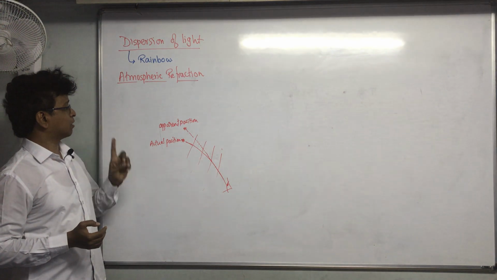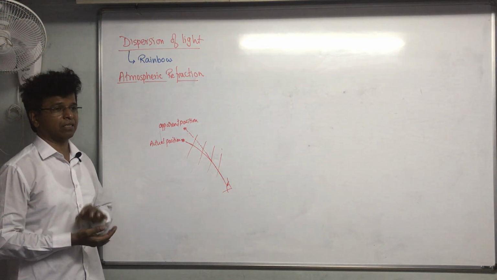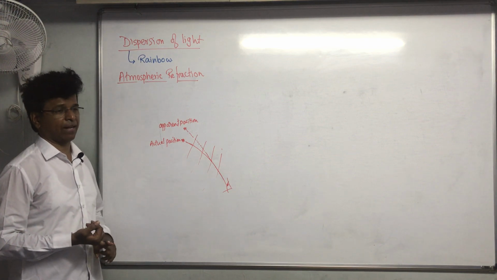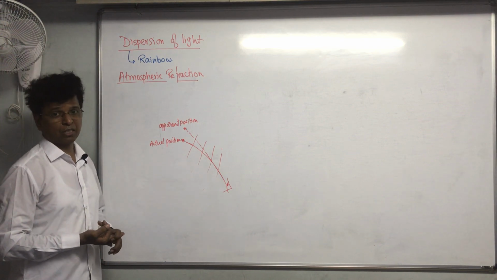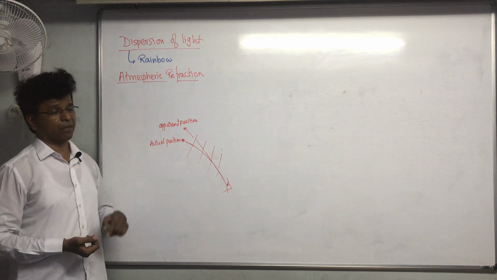Okay. So there are 2-3 things that we have to understand. The refraction of light takes place. The twinkling of stars takes place because of the refraction of light. The star position appears to be higher than whatever it is, again because of refraction of light.